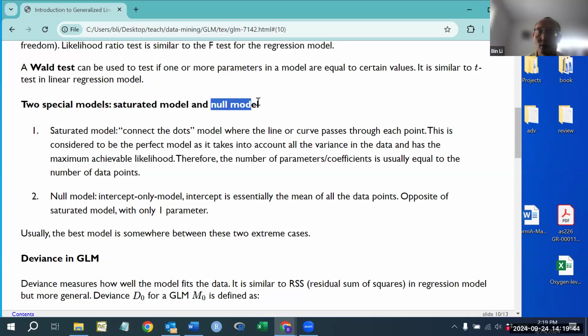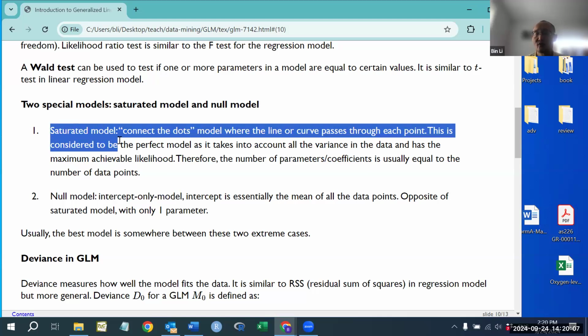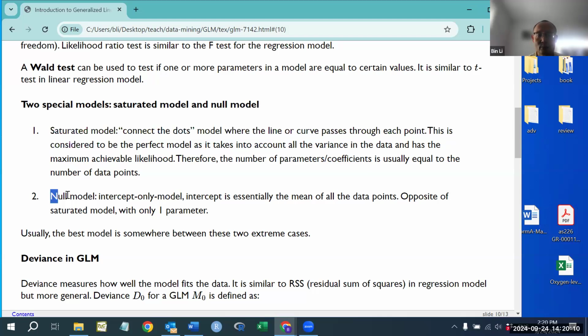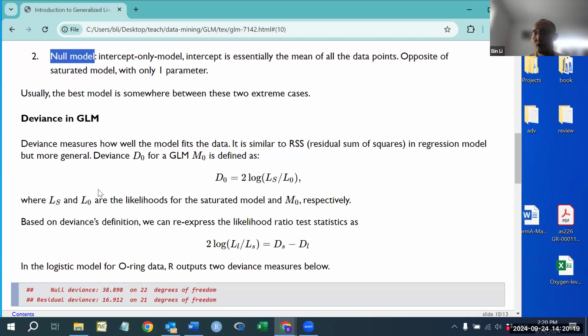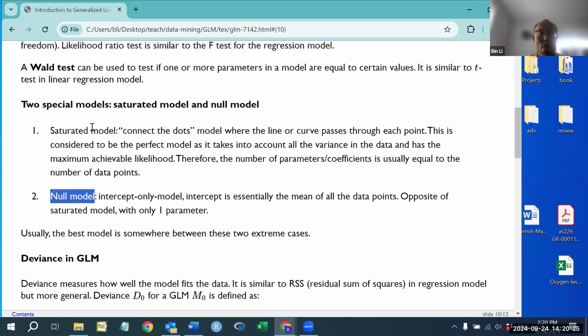And another model is called the null model. What is the null model? The null model doesn't use any explanatory variable. It only uses a constant. That's why the null model is also called the intercept only model. It only has one constant intercept. So these are the 2 extreme models. One is the most complicated model, which fits the data perfectly, and the other is the simplest model that only uses a constant without any explanatory variable. And usually the optimal model is somewhere between these 2 extreme cases.